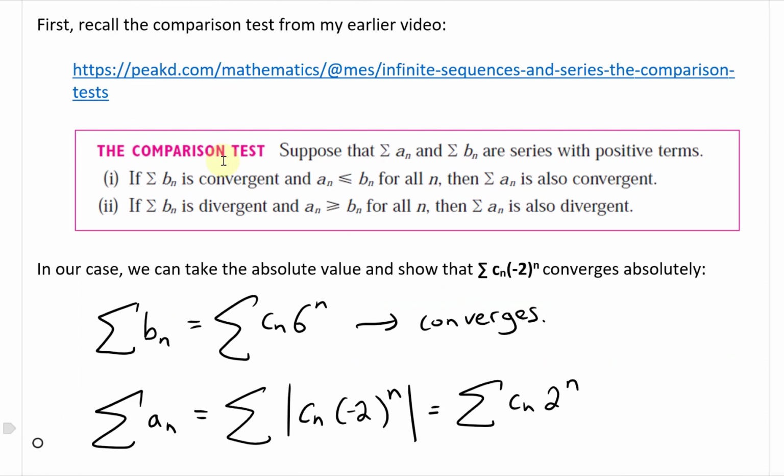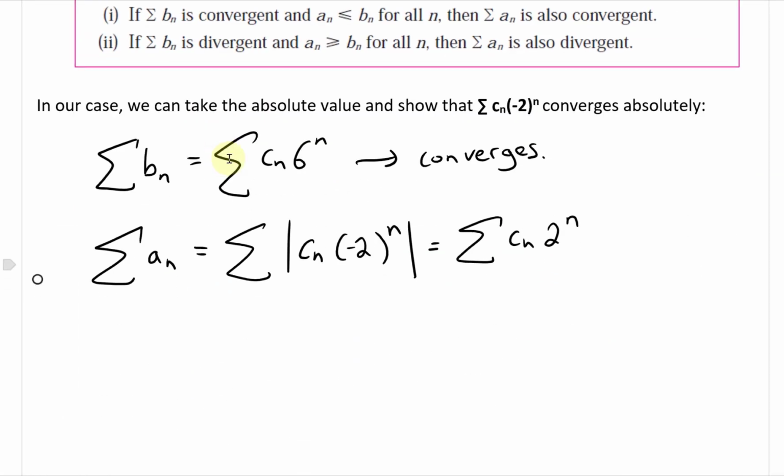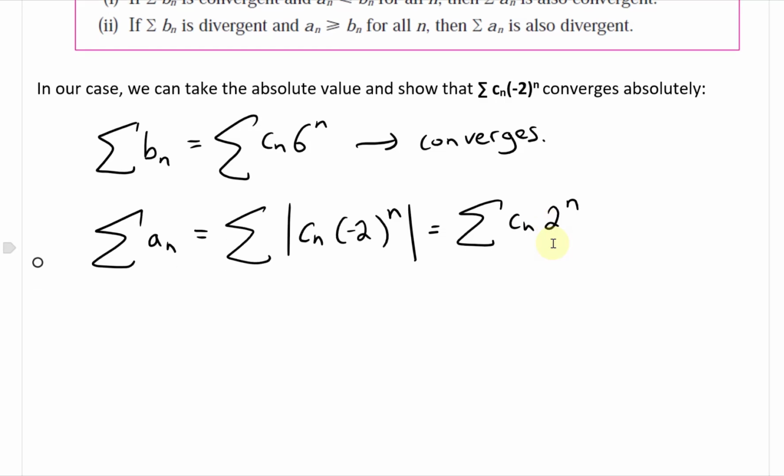Yeah, the Cn times negative 2 to the power of n, and also this right here, the Cn times 6 to the power of n. So assume that's all positive terms. So then we take the absolute value of this, then the Cn means it's positive. This one, negative 2 to the power of n, just becomes positive 2 to the power of n.